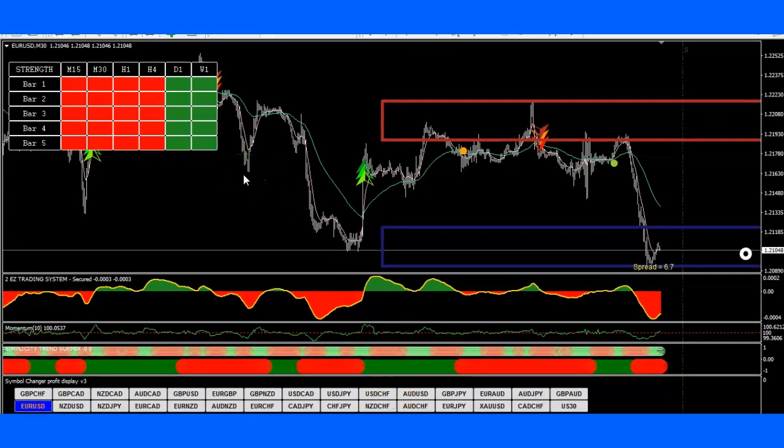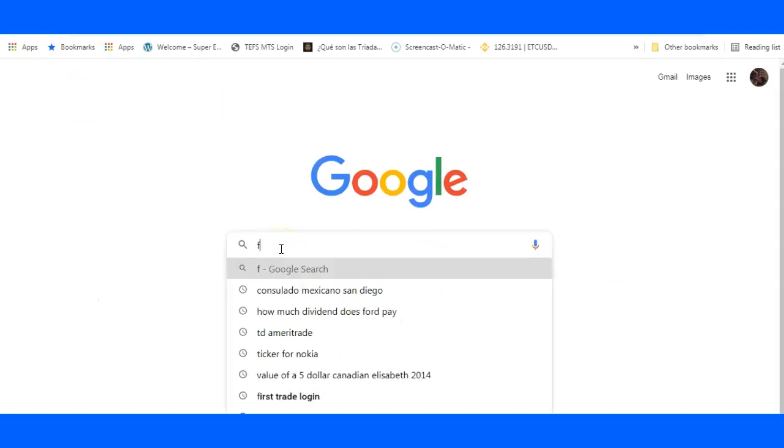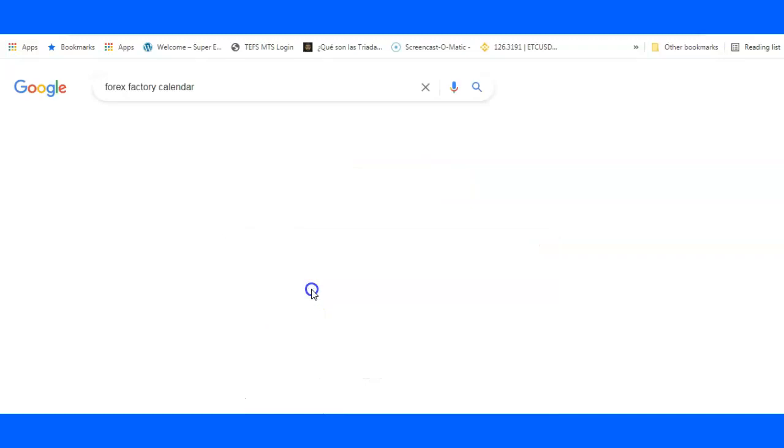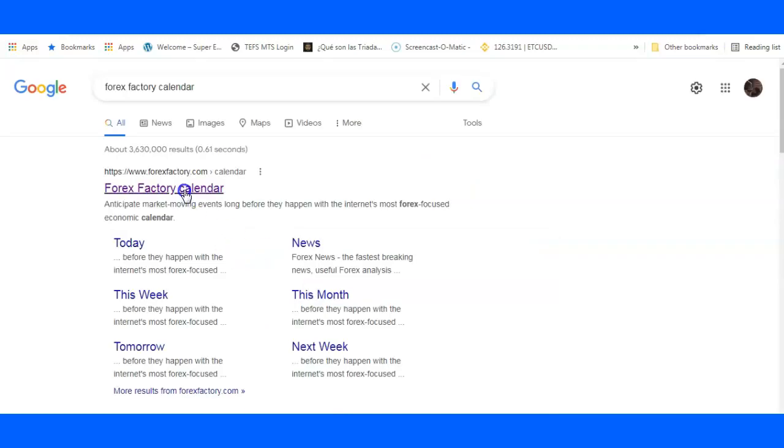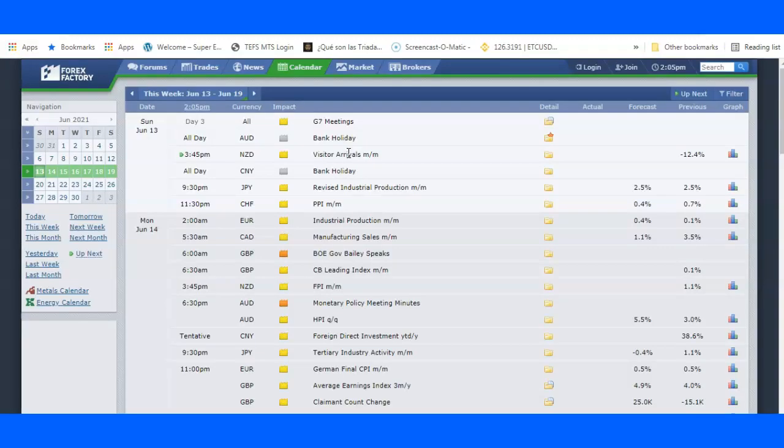Okay, so let's get it going. We're going to analyze Forex pairs. Today is Sunday, June 13. One of the first things we do, we check the Forex Factory calendar right here, just to check the calendar for news, to see if we have any red folders for the week.